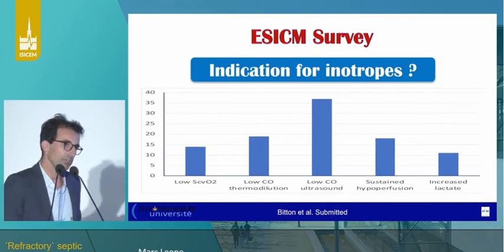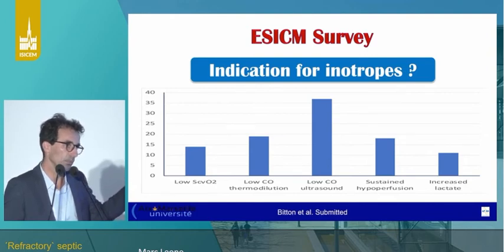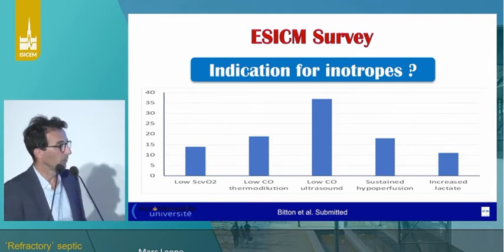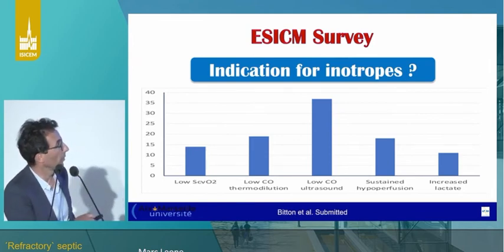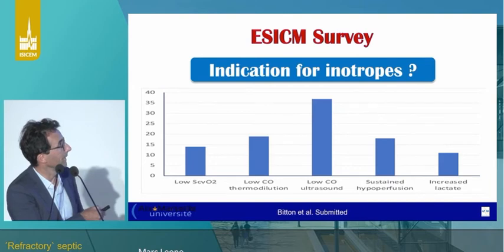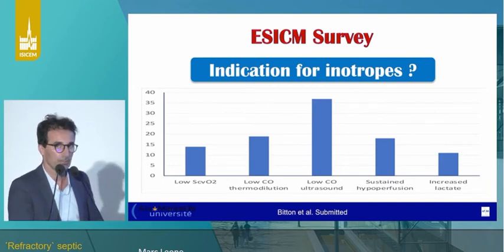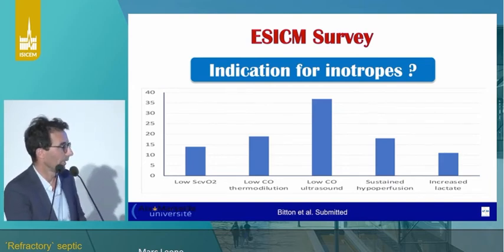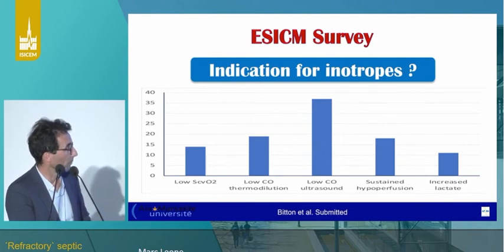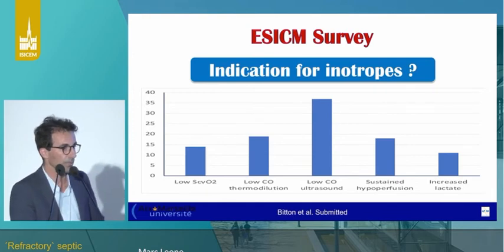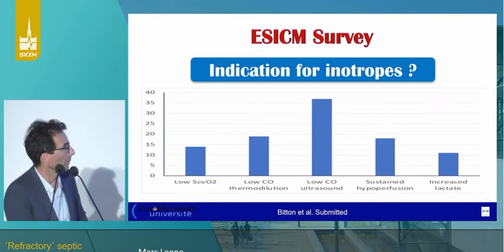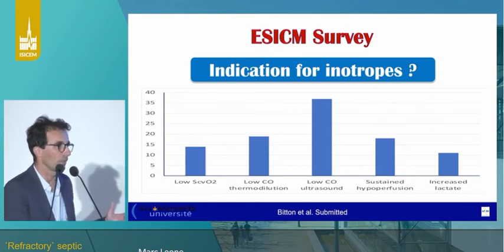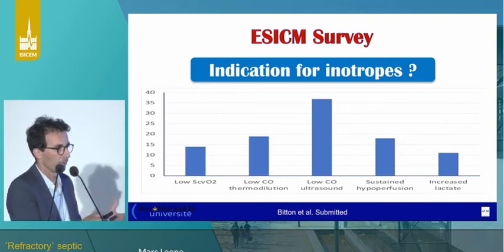As the pediatricians told us that myocardial dysfunction should be included in the definition, I used this response to the survey: what was the indication for inotropes by our respondents? The first response is a low cardiac output using ultrasound. I'm pretty sad with this response, but only a single response was possible.